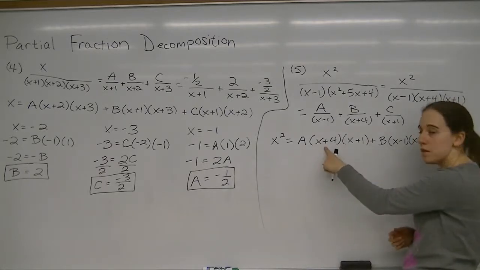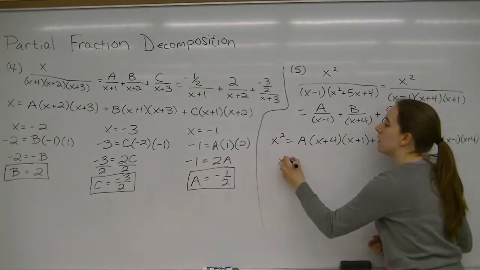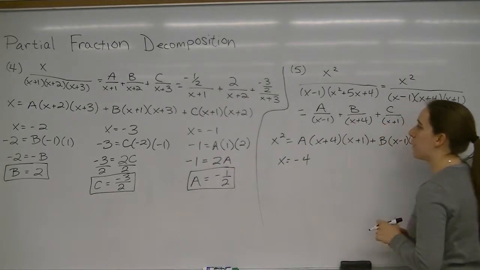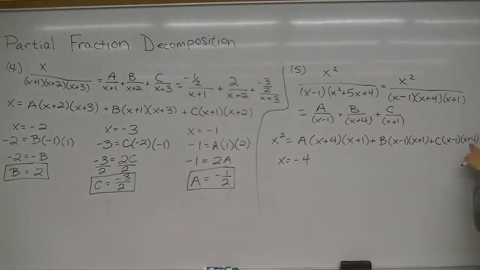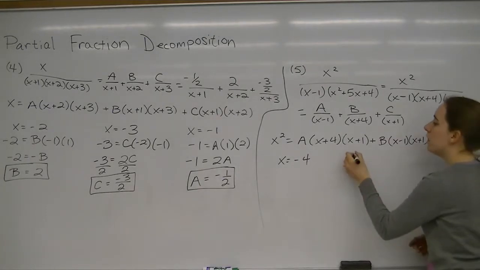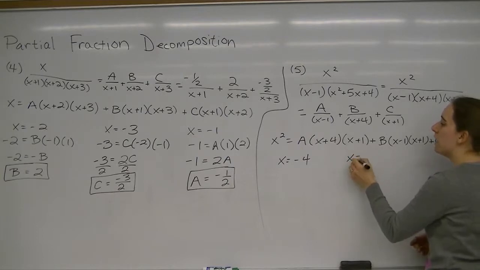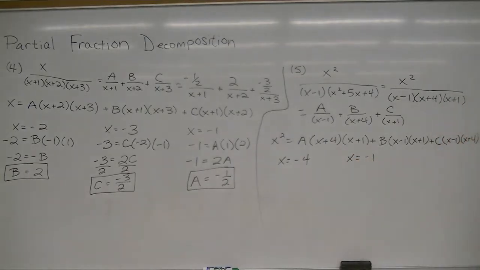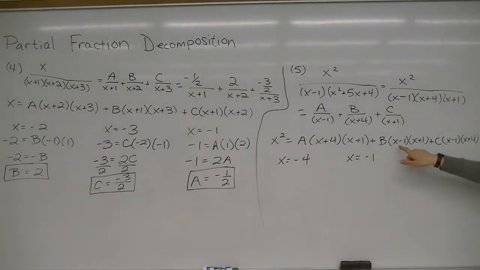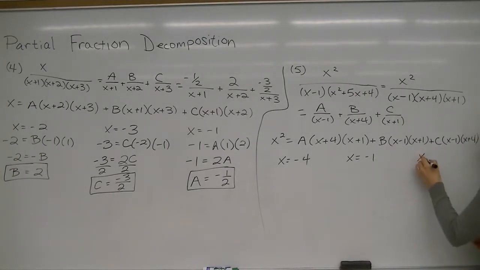So if I want this piece to be 0, I need x equals -4. That'll also make this term 0 because I have it here. So that'll leave me with my b term. If I make this piece 0, I need a -1 for my x. That'll make these 2 terms 0, I'll be left with c. If I make this 0, I need x equals +1, and that'll make these 2 terms 0, so I'll be left with my a. So this should do it.